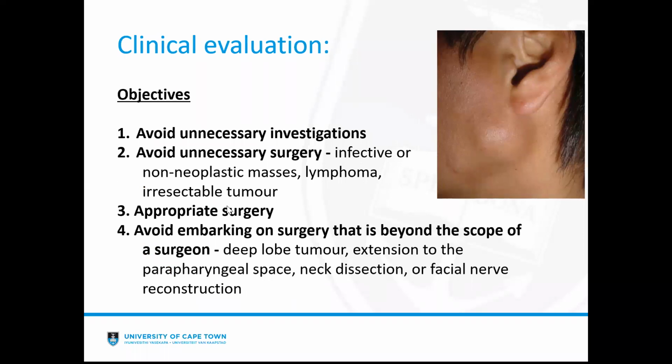Okay, so we should all know how to take an appropriate comprehensive history and examination relating to a parotid mass. And in the interest of time, I'll not list each relevant clinical finding in relation to a parotid mass. What is more important is how to interpret your clinical findings to achieve your objectives, to guide your investigations, and ultimately dictate your management. In doing so, one would aim to avoid unnecessary over-investigation, avoid incorrectly operating in infective or non-neoplastic masses, in cases of lymphoma or in irresectable tumors. And one should ultimately perform surgery which is appropriate to the pathology and avoid embarking on surgery beyond your own personal scope as a surgeon.